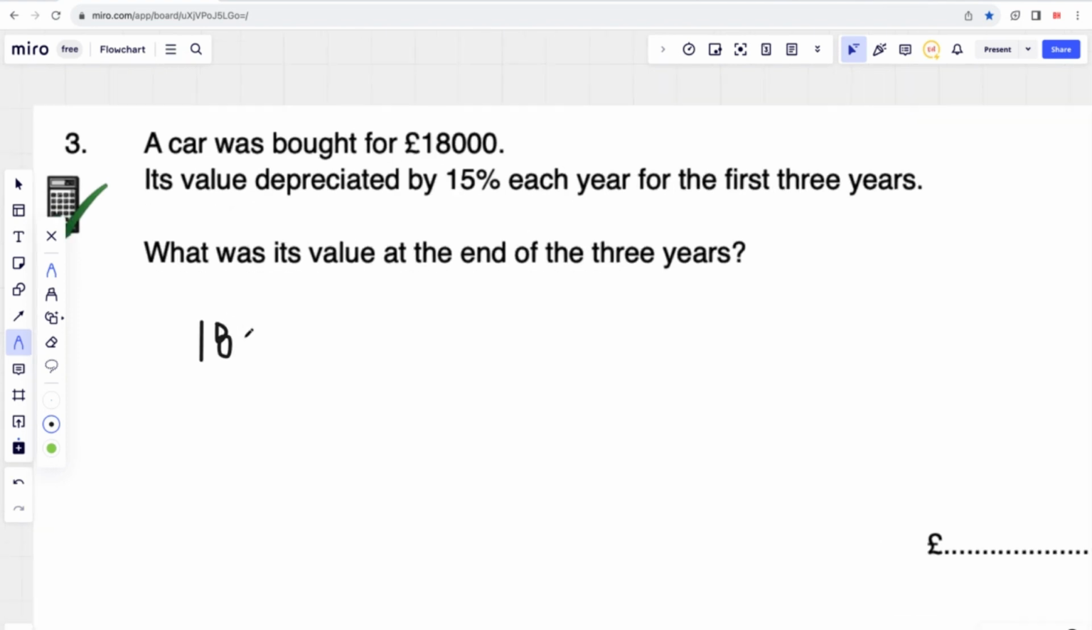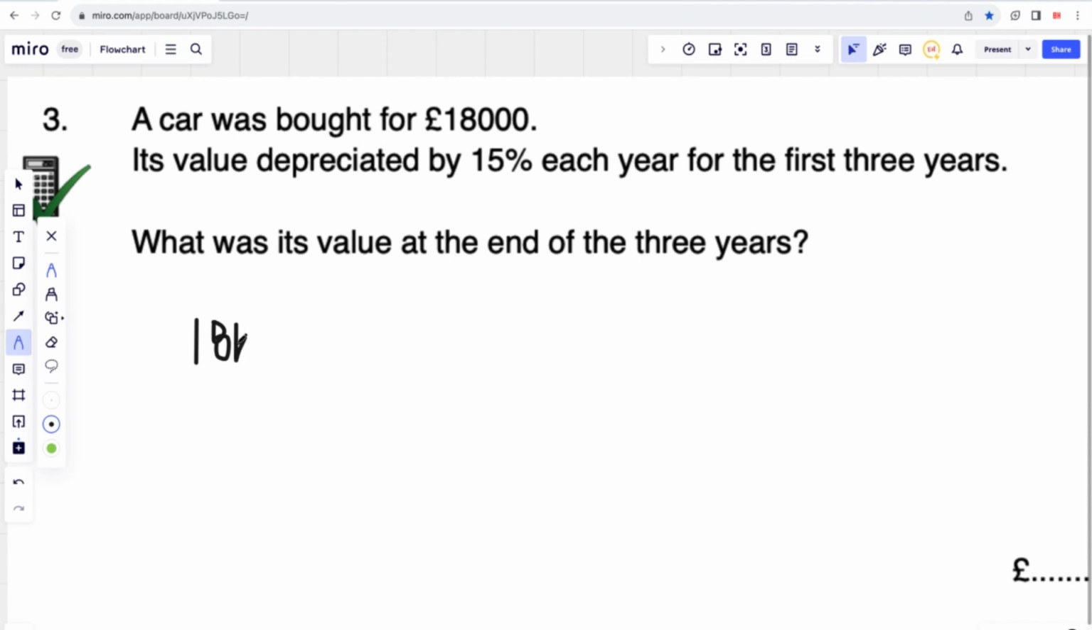Let's just put 18k. Its value depreciated by 15% each year. So you do times 1 minus 0.15. 15% is 0.15. Depreciated means it has decreased, which is why it's a minus. The 1 is always there.